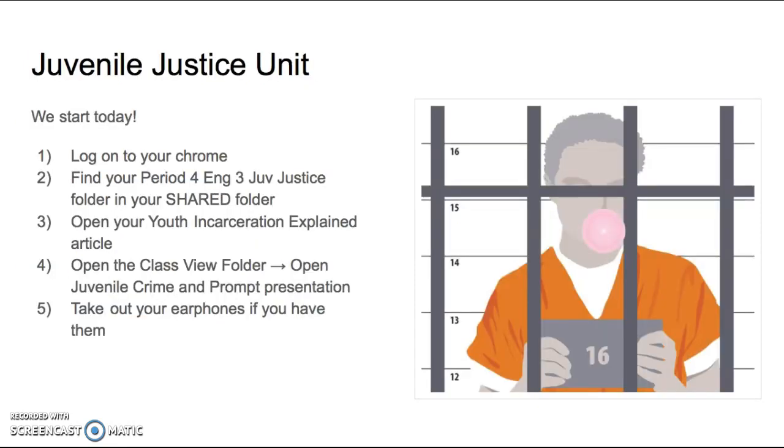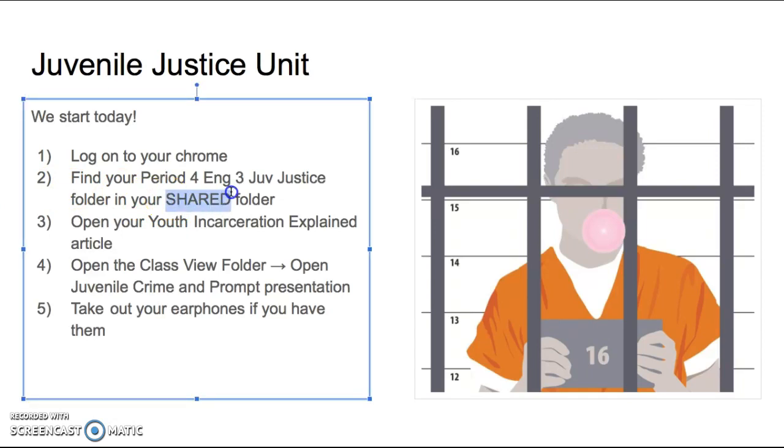Okay, so here's where you're going to need your Chromebook. Welcome to Juvenile Justice. If you haven't done so yet, please log on to your Chromebook. Substitute, if they need a second to log onto the Chromebook before listening, please pause the video. Otherwise, students, once you're logged in, go to your drive, and in your shared folder, I've created a new unit folder. Go find period 4 English 3 juvenile justice, and then it has your name on it as well.